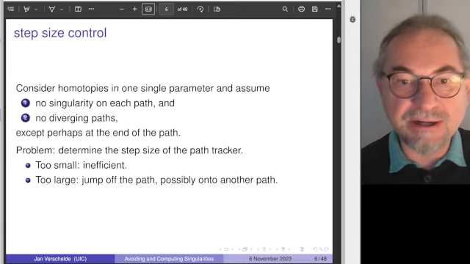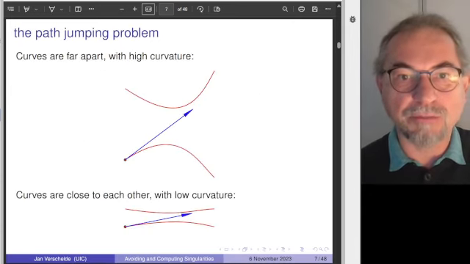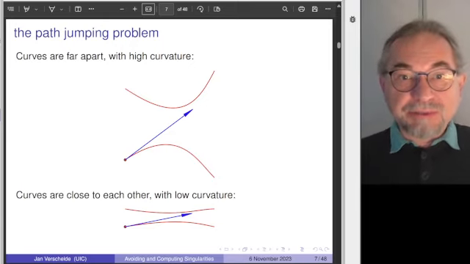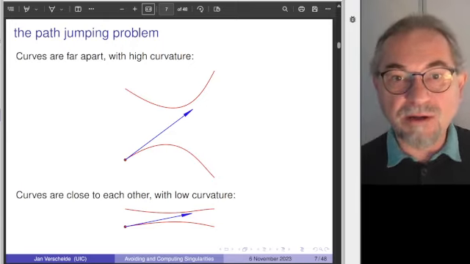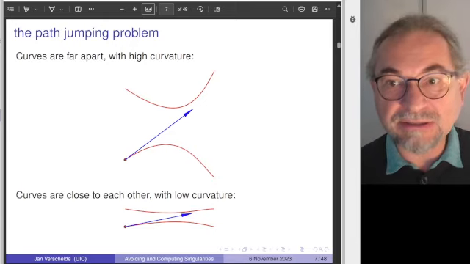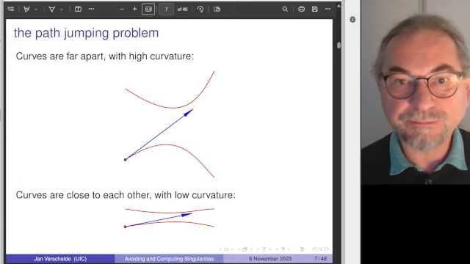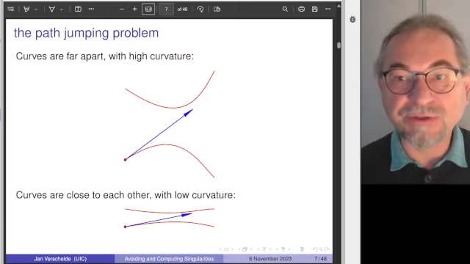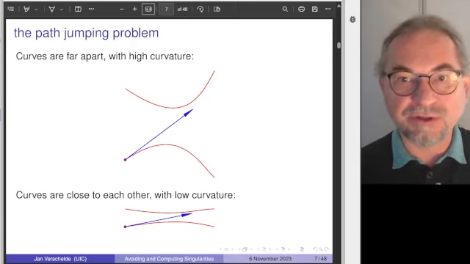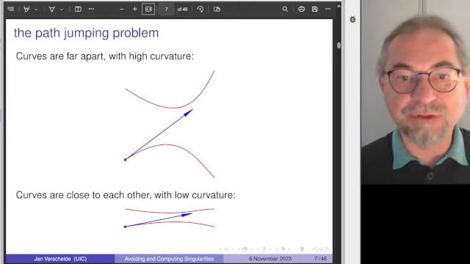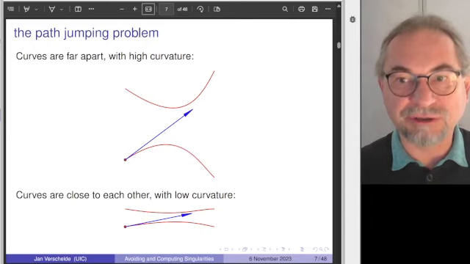So this is a very important numerical problem. So why does path jumping happen? Well, you can have that the paths actually have a very high curvature. They twist and bend. So these are cartoon pictures. So one potential choice for a predictor is to predict the next point on the path using a tangent.